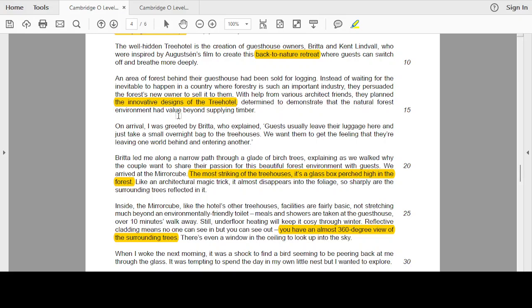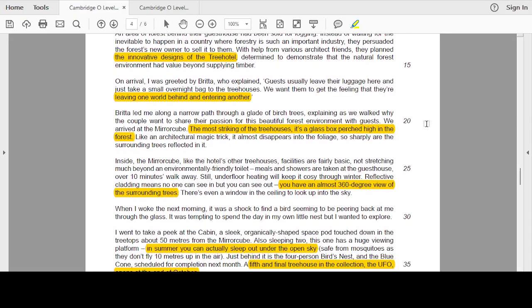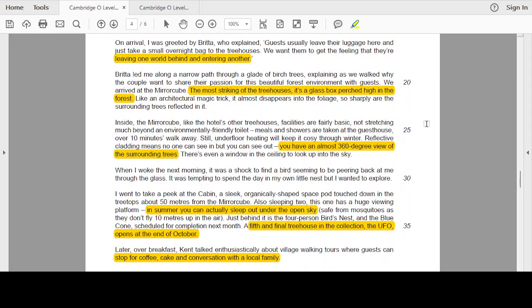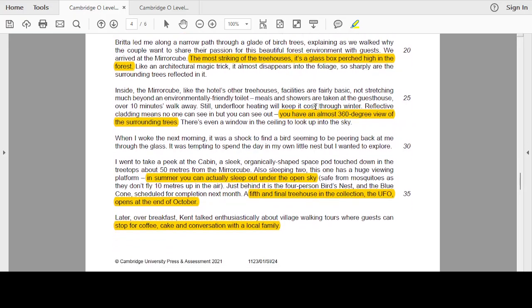Right. Guests usually leave their luggage here and just take a small overnight bag. They want to get the feeling that they're leaving one world behind and entering another. Would that appeal to me? I guess, a very different experience from everyday life and routine. What else would I like? So the walking's not there.